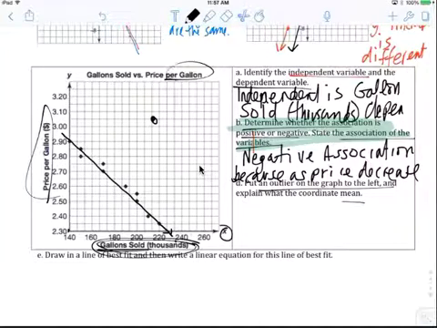Gallons sold of gasoline. We're talking about, is it gasoline? Yeah, price per gallon. We don't know what it is. The number of gallons increases. Right, smaller.